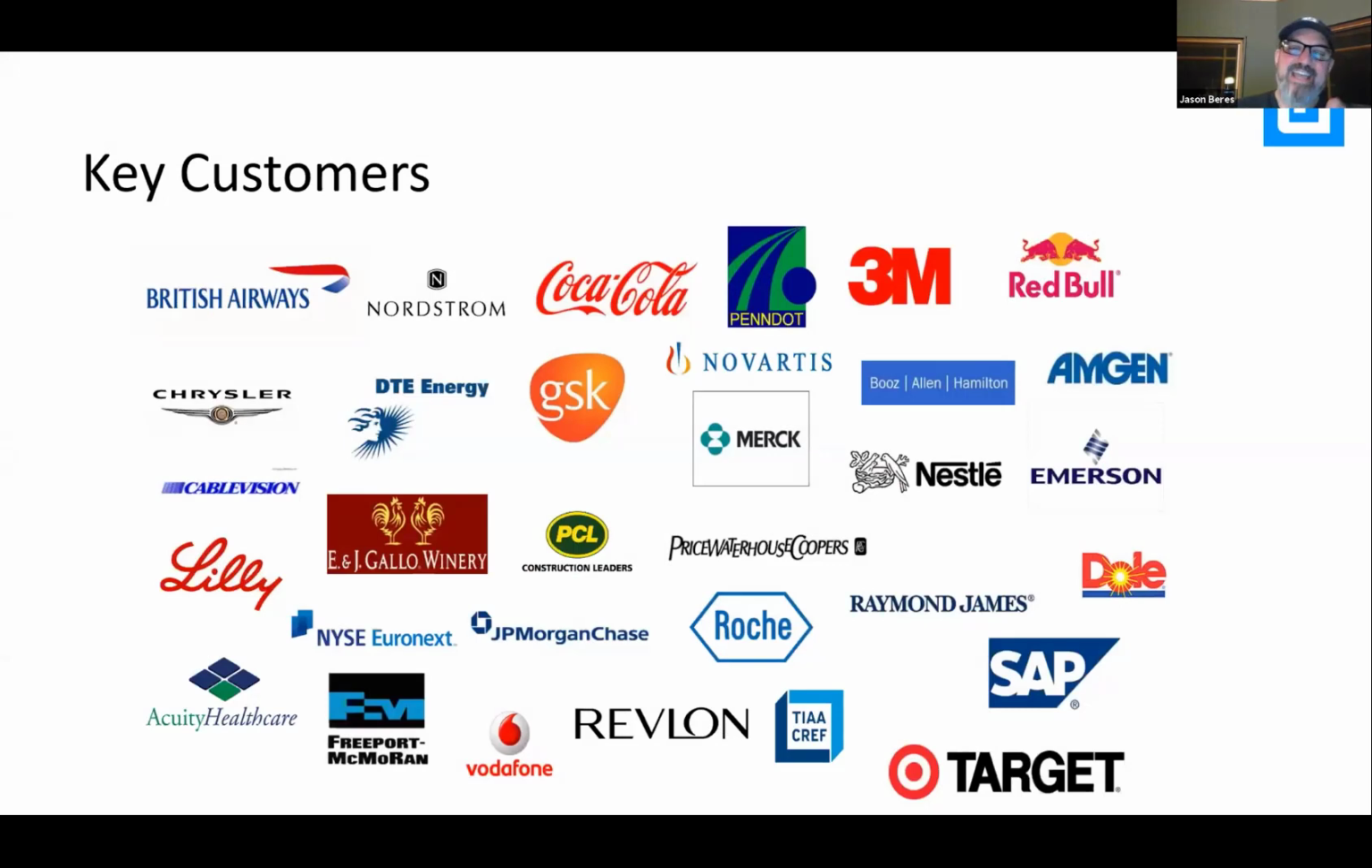So the next slide, yeah, just has a bunch of customers. This is the obligatory important customer list. You can fast forward on this guy to the next slide.